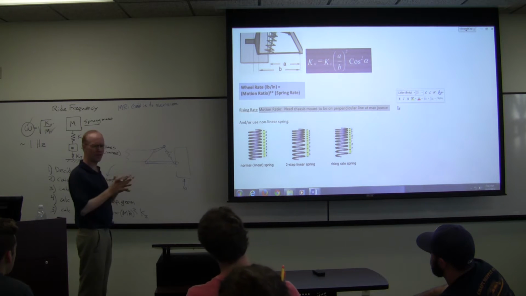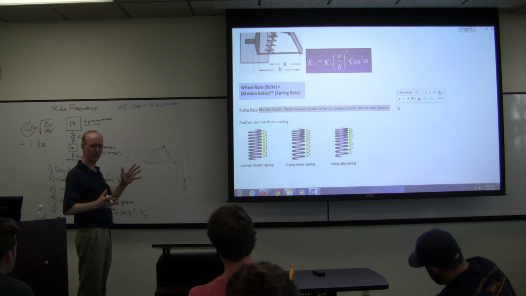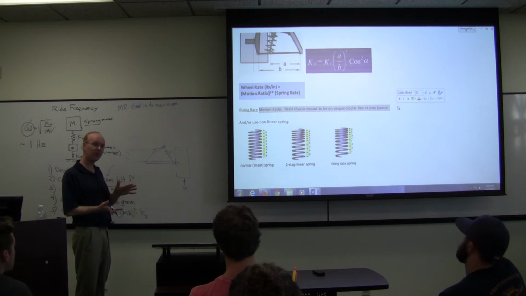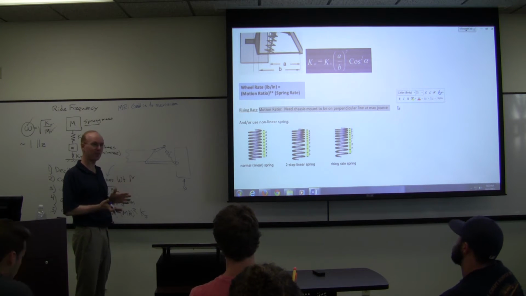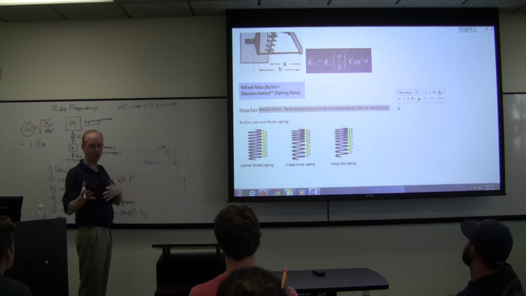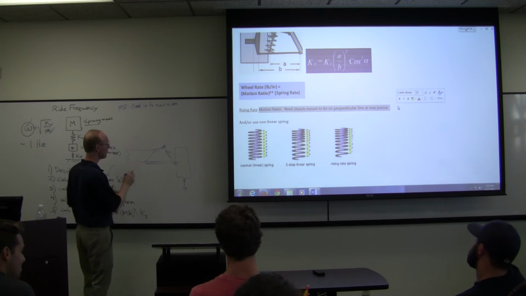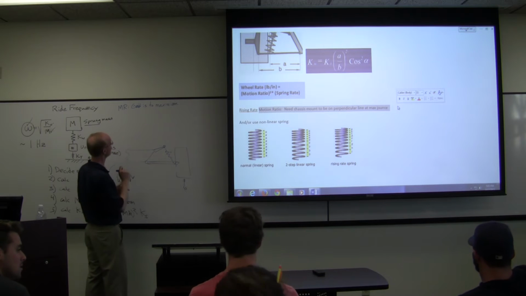But I think at Baja, I don't think we're in that. We are not doing their kind of speeds. We're not hitting bumps at the speeds that they're hitting them. And we don't have 22 inches of wheel travel. So you still want to get the spring outboard.